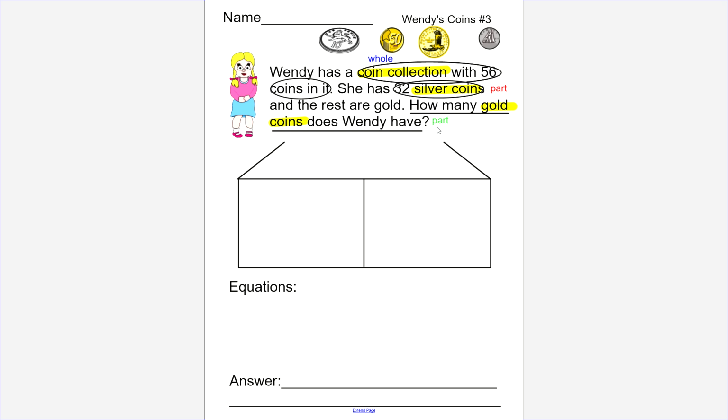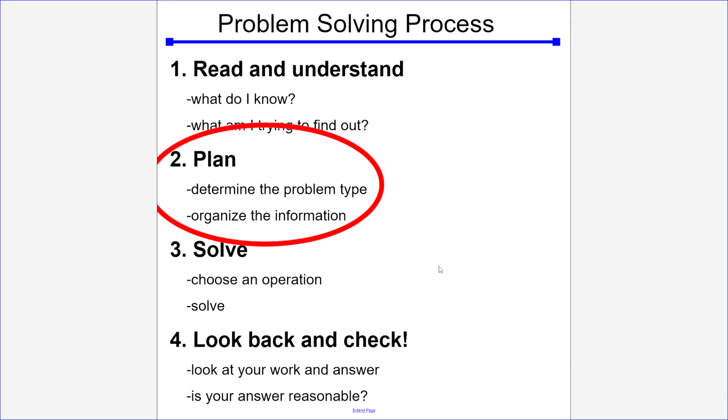Now that we've figured out what information is the whole and what information are the parts, we can now move on to the second step of our problem-solving process. Step 2 is to plan. We're going to determine the problem type, although we already know it's put together, and we're going to organize the information into a bar diagram.